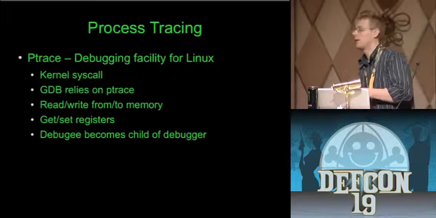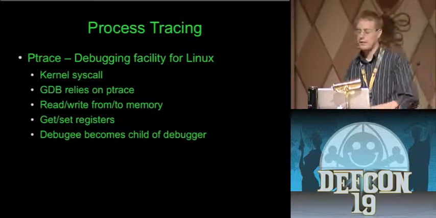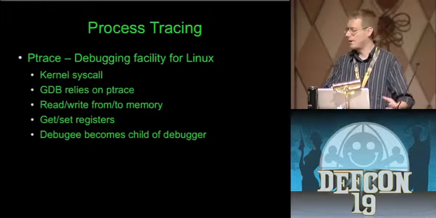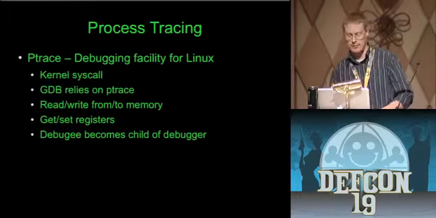And I'm going to talk a bit about child processes and parent processes, so it's a little bit easier to speak. The debugger is Libhijack, it's GDB. The debuggee is the victim process.